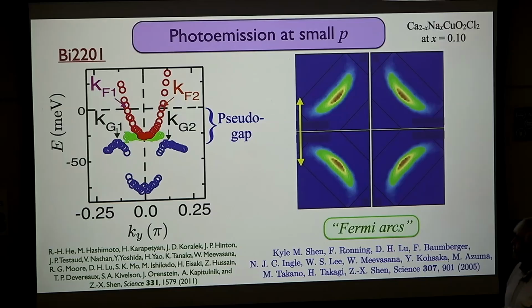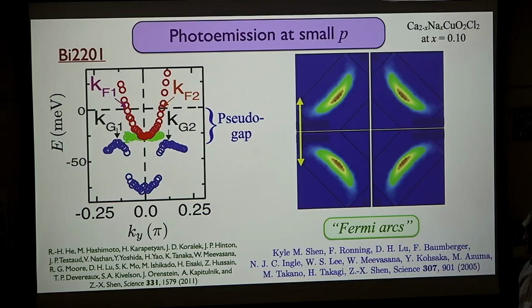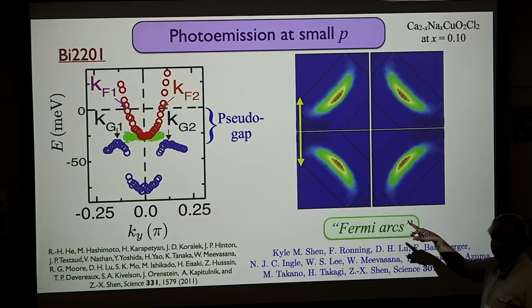Well, this is the gap at a finite wave vector. If you compare the superconducting gap with the pseudo gap at pi 0, that's here, that's much bigger. That's 60 MeV. The pseudo gap comes down, but at a non-zero wave vector.